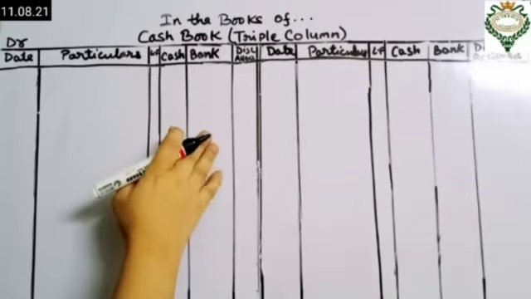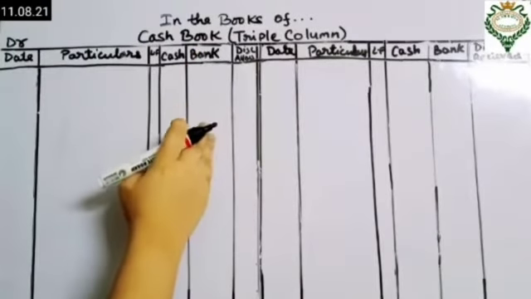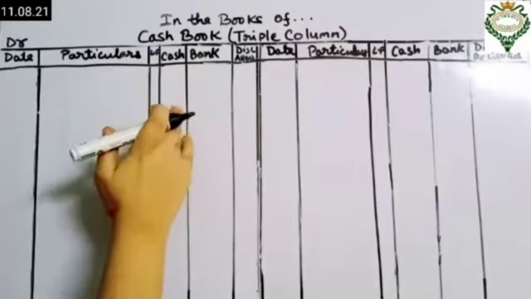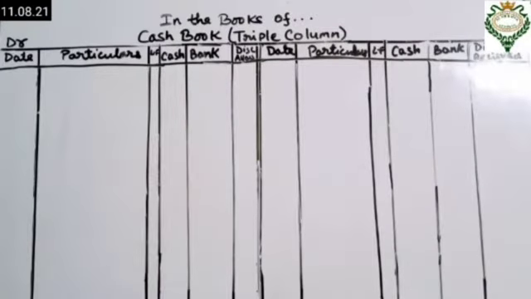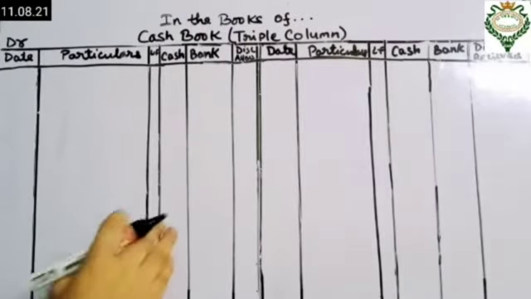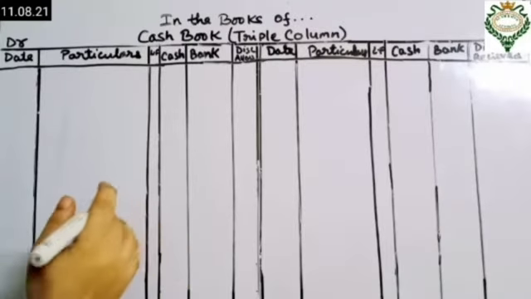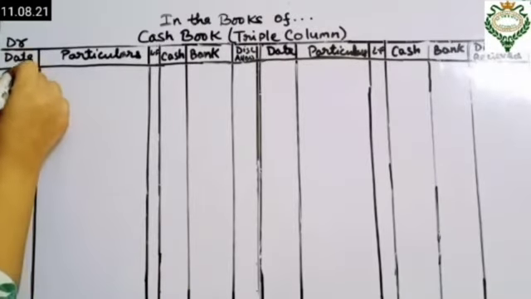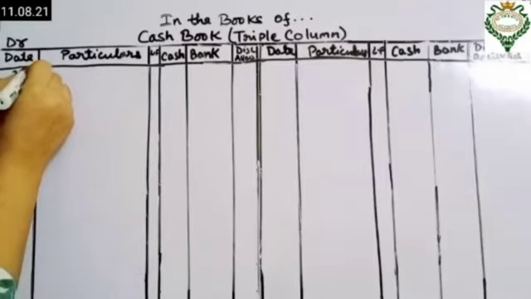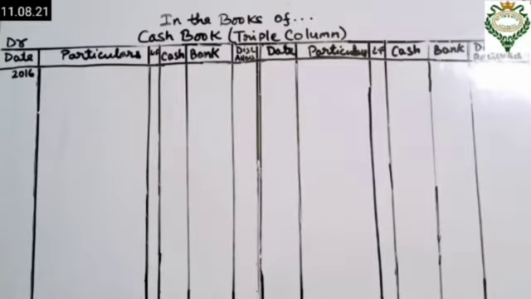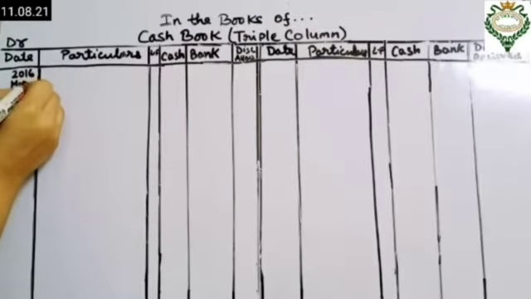So this is the format for a triple column cash book. As you know, these are the 3 columns: cash, bank and discount allowed. So come to the question. The first transaction is done on 1st March in the year 2016. So we will write here 2016 and then we will write here March 1.